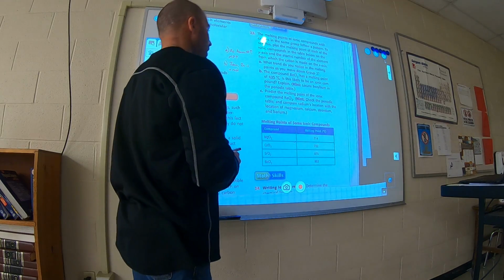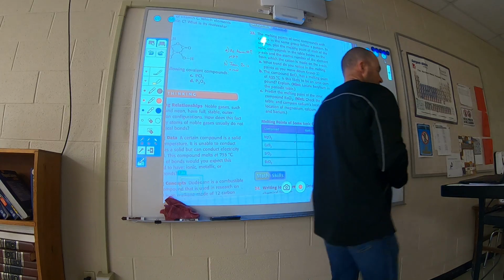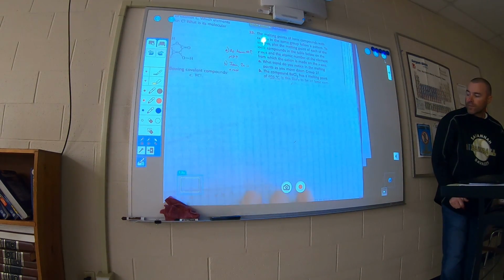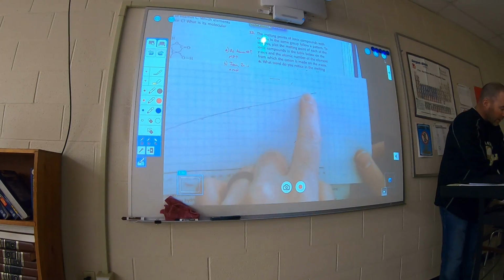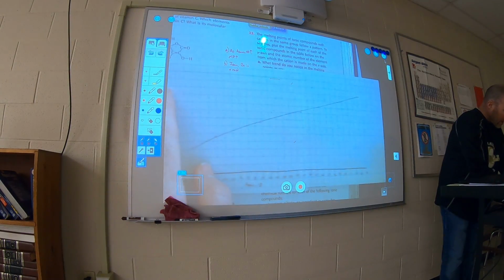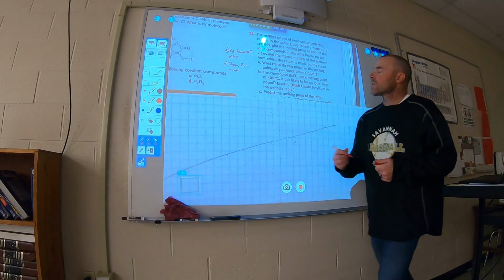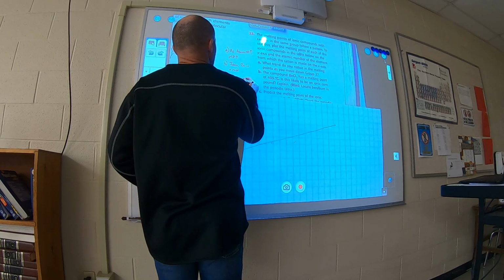Letter C, predict the melting point of the ionic compound radium chloride. So I put that on here. Radium has an atomic number of 88, which is all the way down here. So its melting point is right in here, which is about a little bit over 1100. So letter C, 1100 degrees Celsius.